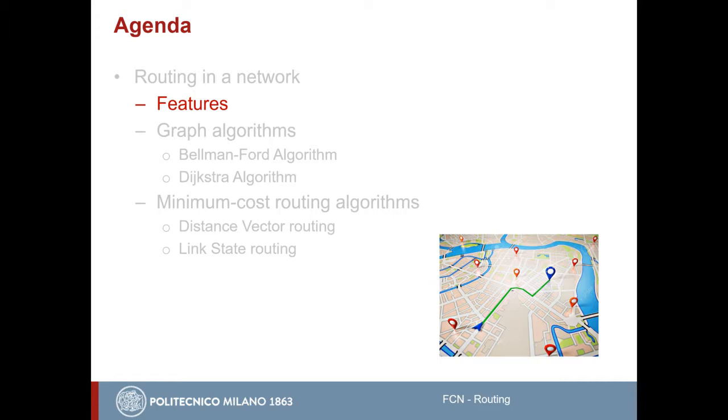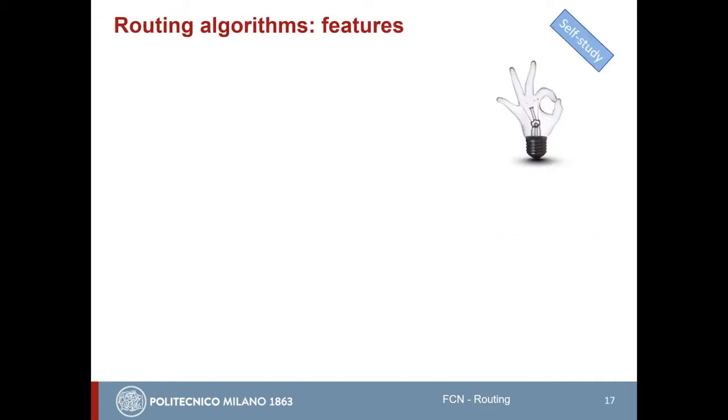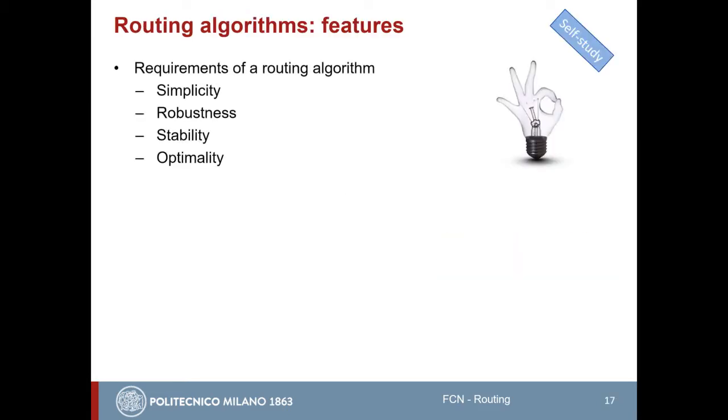What are the features of the routing algorithm that we can use in order to take these decisions? First of all, we have some requirements which can tell us what is a good routing algorithm to be applied on the IP network. The algorithm has to be simple because it will be executed by all the nodes, so you cannot do something very computationally intensive, otherwise the reaction time will be too much.